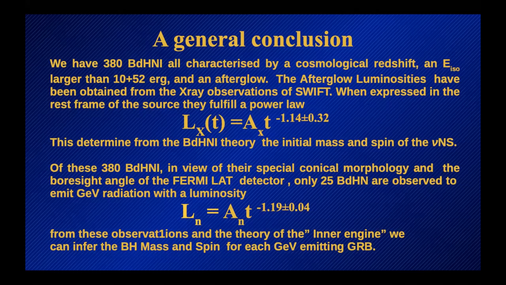We have 380 BdHN I characterized by a cosmological redshift, an E_iso of 10 to the 52 and an afterglow. From the luminosity of the afterglow, we can determine, in the BdHN theory, the initial mass and spin of the neutron star. Of these 380 BdHN, in view of the special conical morphology and the poor sight angle of Fermi-LAT, only 25 are observed in emission. But again, they follow a special power law. From this observation of the power law, we can observe for the first time the mass and the spin of each GeV emitting GRB.